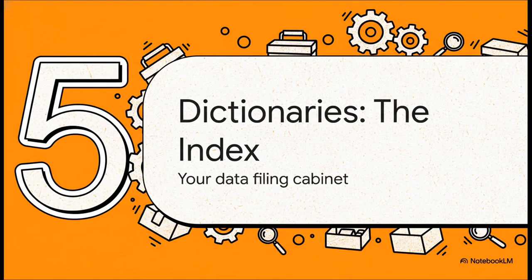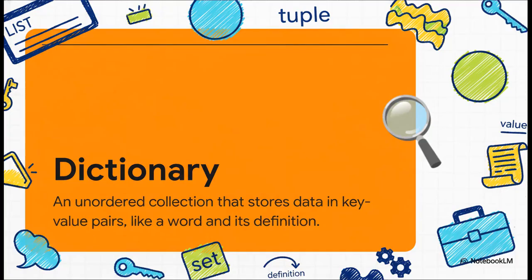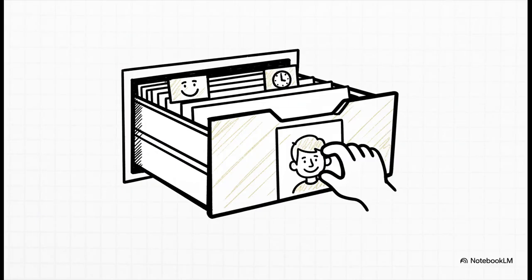And now for our final major tool, the dictionary. If a list is just a simple container, a dictionary is more like a sophisticated filing cabinet. It's not about the order of things, it's all about being able to look up information instantly using a specific label. The core idea here is the key-value pair. Every piece of data, or value, gets stored with a unique identifier, or key. It's just like in a real dictionary, where you use the word, the key, to look up its definition, the value.